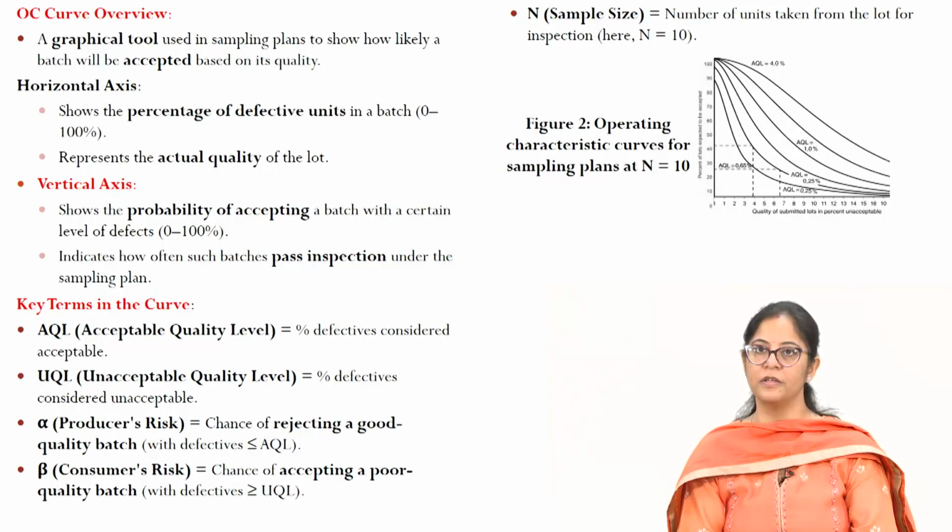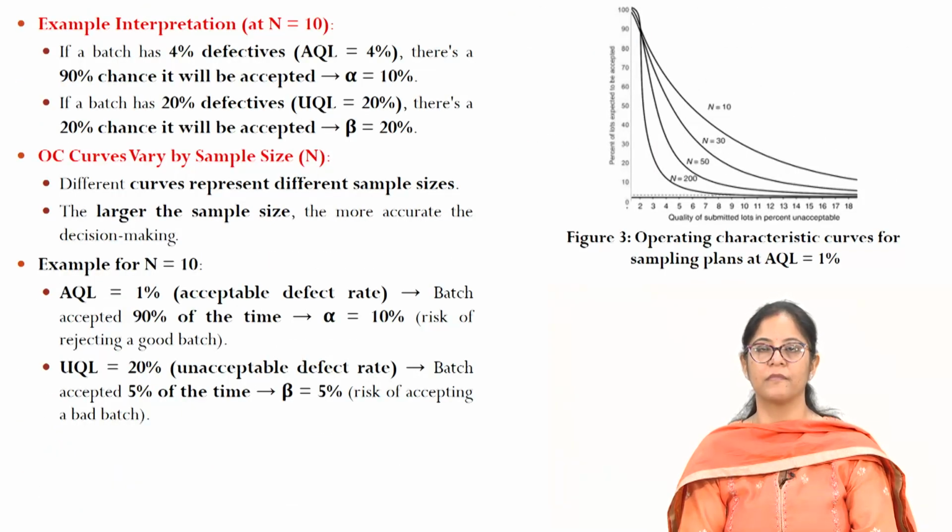So, the key terms in the curve are AQL, which is the percentage of defects considered acceptable, unacceptable quality level, the percentage of defects considered unacceptable, alpha, the chance of rejecting a good quality batch, and beta, which is the chance of accepting a poor quality batch. And n is the sample size, that is the number of units taken from the lot for inspection.